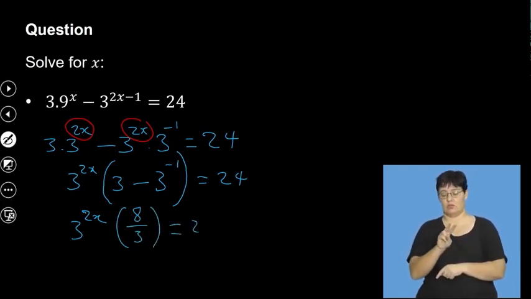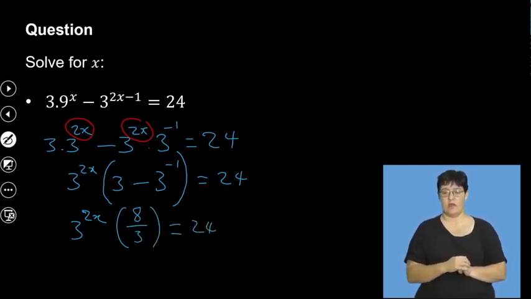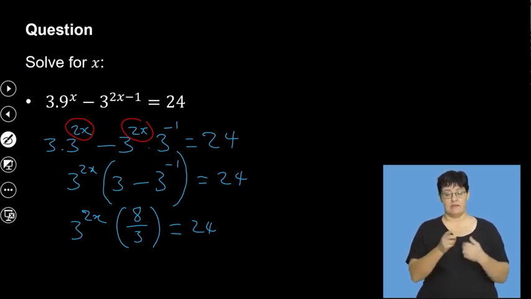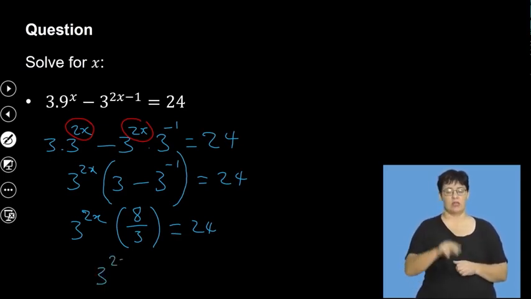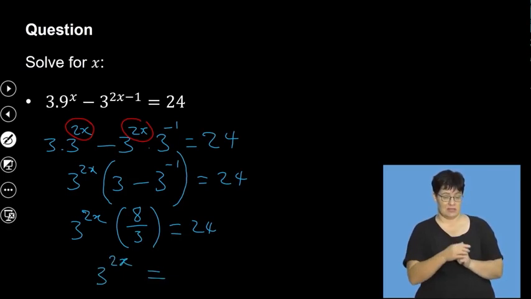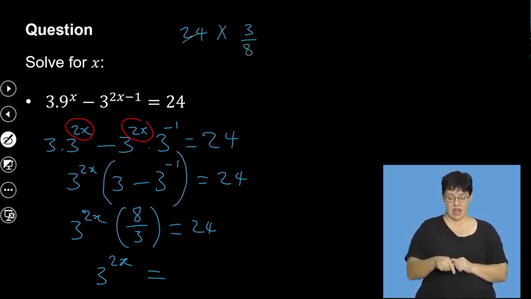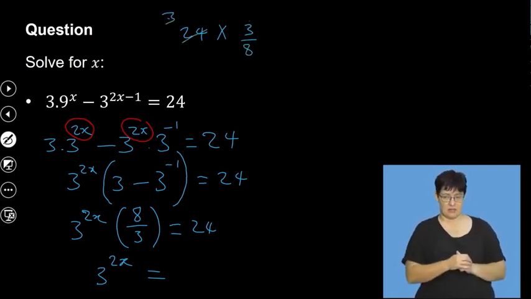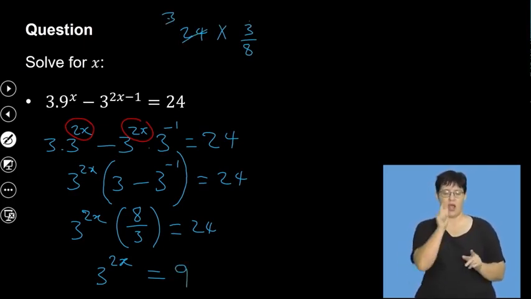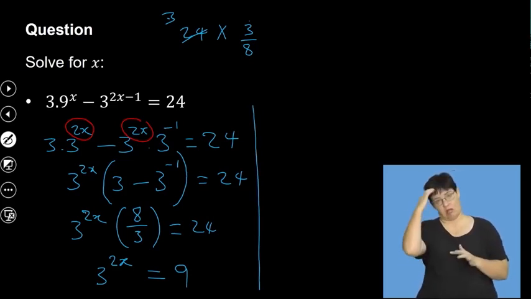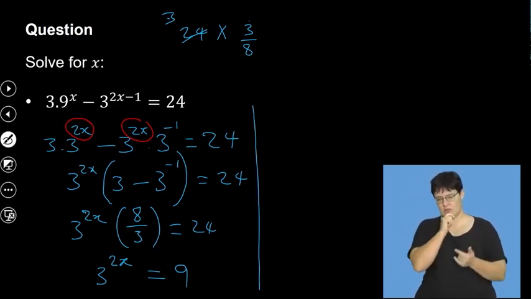And it will be equal to 24, right? Then multiply both sides by 3 over 8, or divide by 8 over 3, however you prefer to do it. So this will give me 3 to the exponent of 2x equals, if I multiply the 24 by 3 over 8, the 8 goes into 24 three times, and multiplying those two gives me 9. So this will just be 9 there. But you can just use your calculator. You don't really need to do it using mental maths like I am.